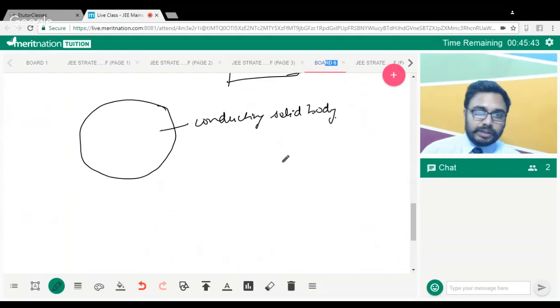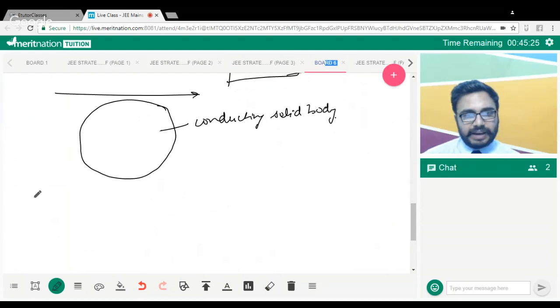Okay. So for a conducting solid body, the net electric field inside a conductor cannot be positive or negative. Means it should be zero. The net electric field inside a conductor should be zero. I can give you a reason for that also.